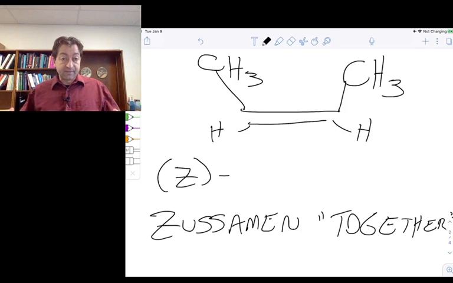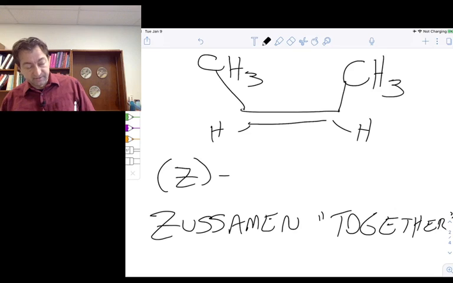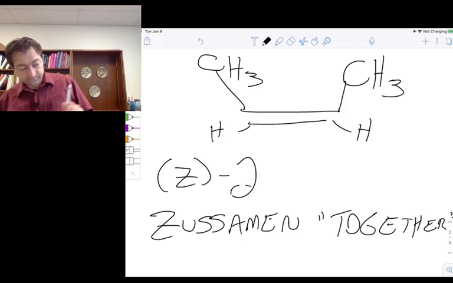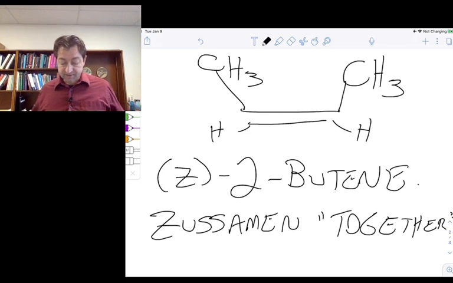And so this, again, this particular molecule has both of the substituents on the same side, or together on the same side of the double bond. So this molecule will be given the designator Z-2-butene, on the same side of that double bond.